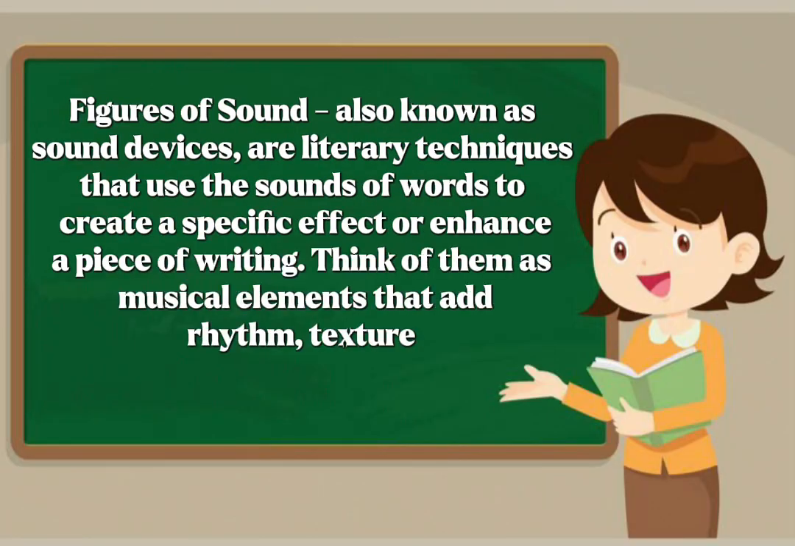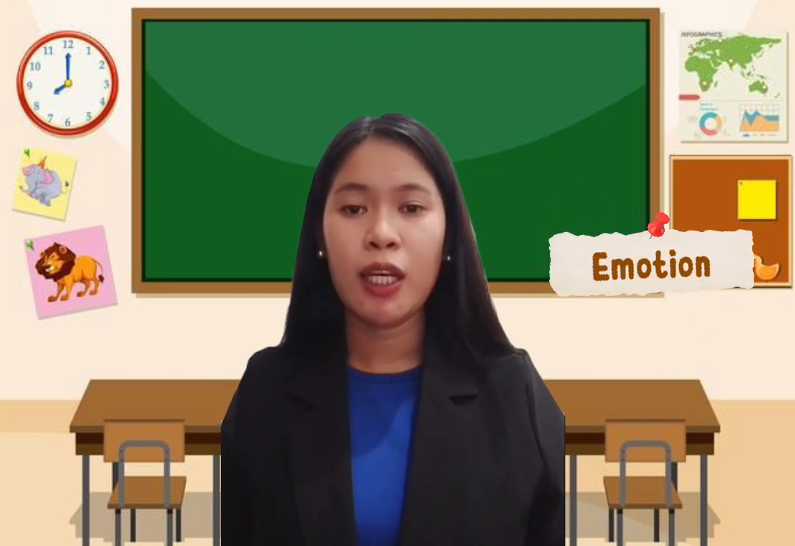Figure of sound, also known as sound devices, are literary techniques that use the sound of words to create specific effect or enhance a piece of writing. Think of them as musical elements that add rhythm, texture, and emotion to the language. It means that figure of sound is a technique in writing or poetry that uses sounds of words in a sentence to make it more interesting, musical, and expressive. It helps create rhythm, mood, and emotion in the poem or a story.